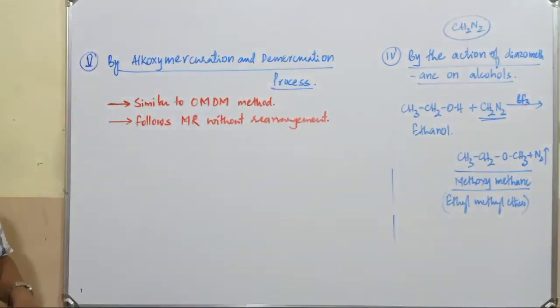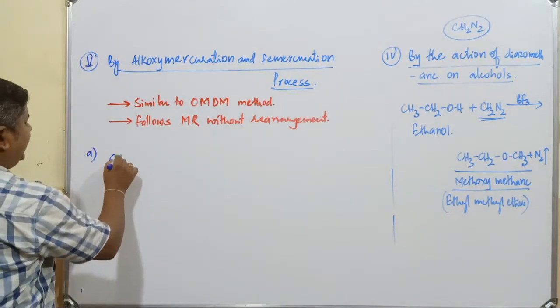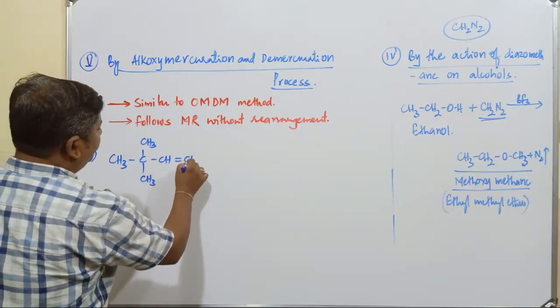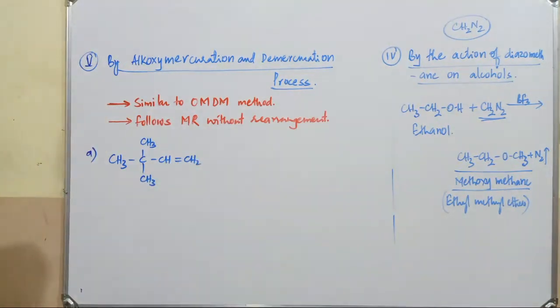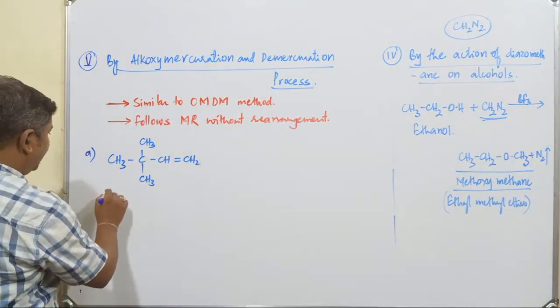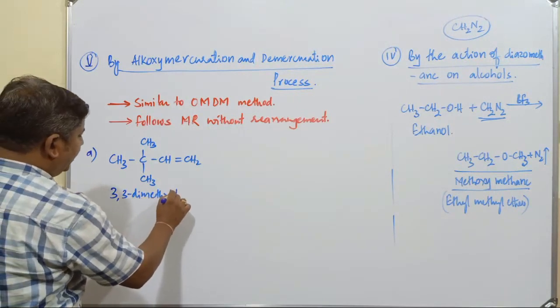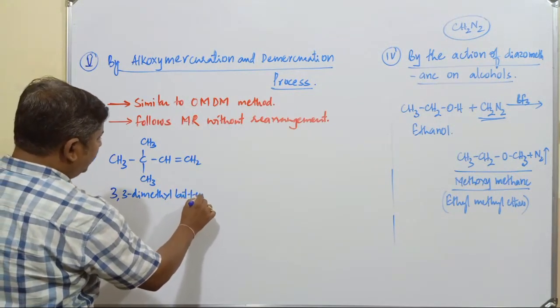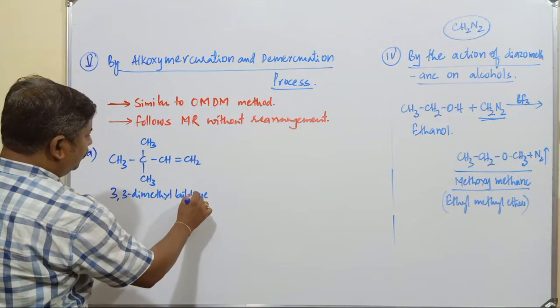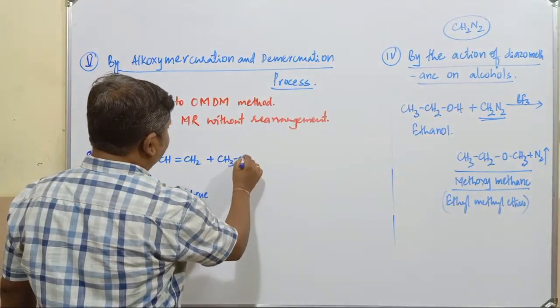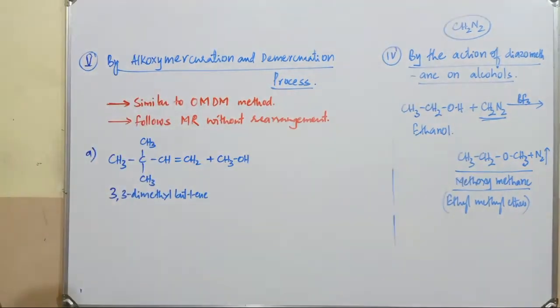If we go with an example in case of this method, one compound will start: CH3, this is carbon, it is CH3, next one CH3, CH double bond CH. This is an alkene compound. What's the name of this alkene? It is 3,3-dimethylbut-1-ene. When this compound is treated with CH3OH.